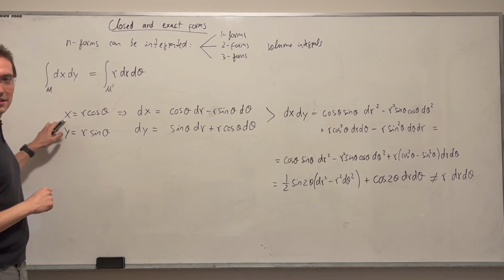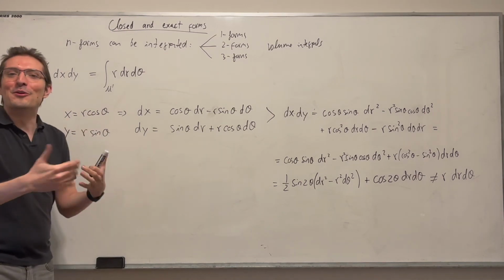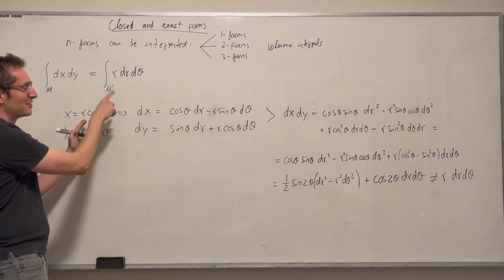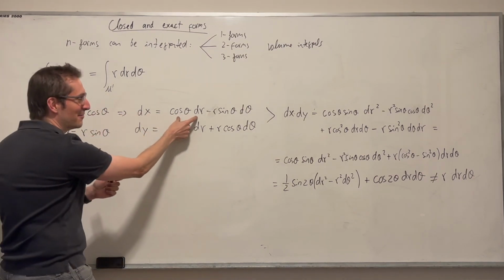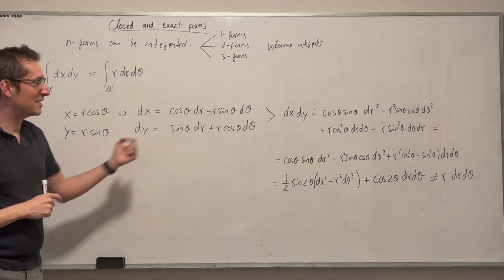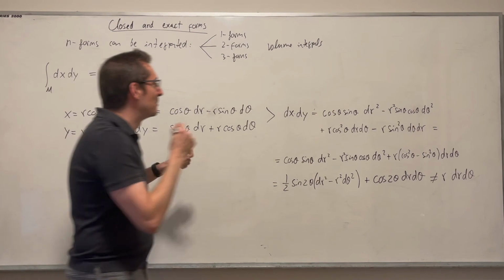I can compute, it's very easy to compute the differential of x. We even know in differential geometry how to do it, right? Partial derivative with respect to the variables times the differential of the variable, as I have first one and second one. And same for y, I differentiate y and I obtain this.